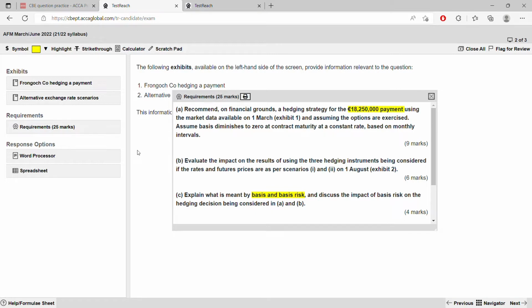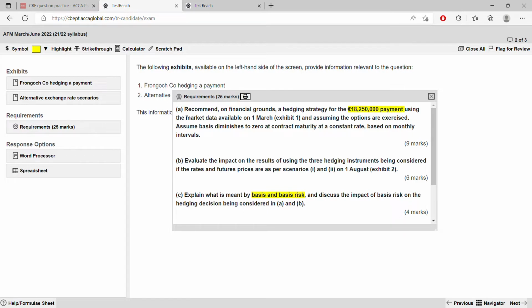This is question number 2, the risk management. In part 1, we went through the investment appraisal question, the net present value question of this paper, which was for 50 marks. Now we are going through a currency risk management question worth 25 marks.